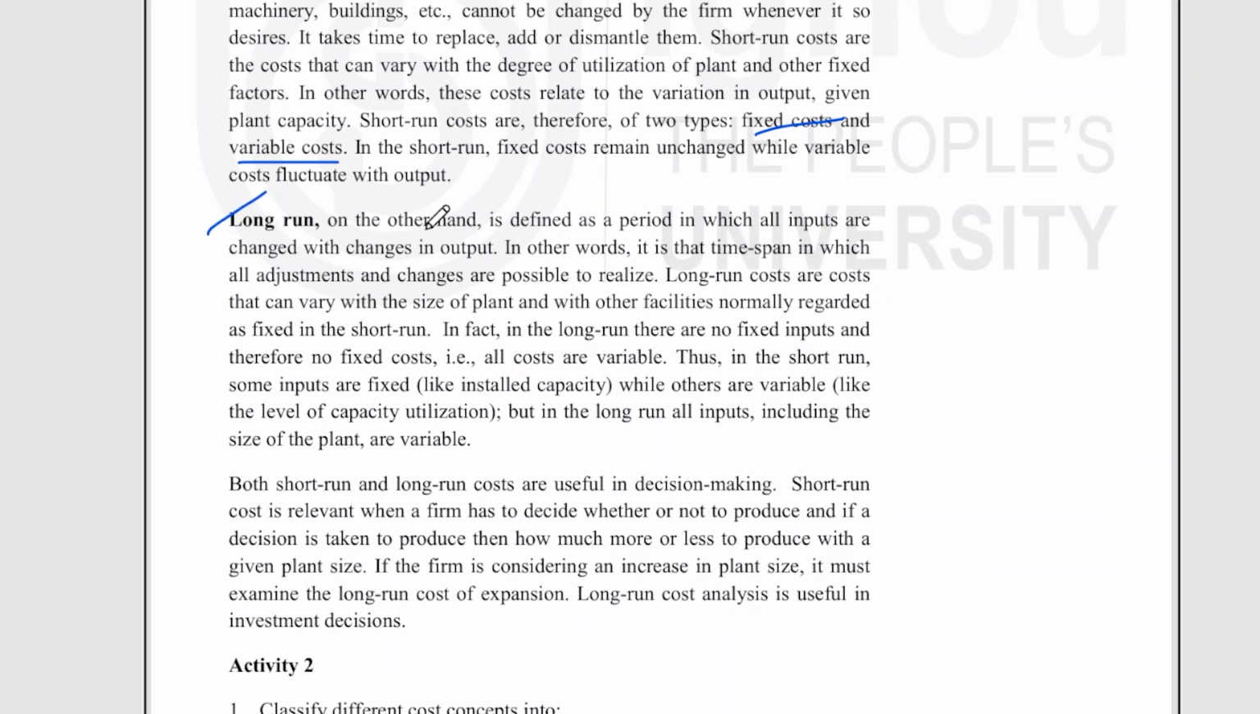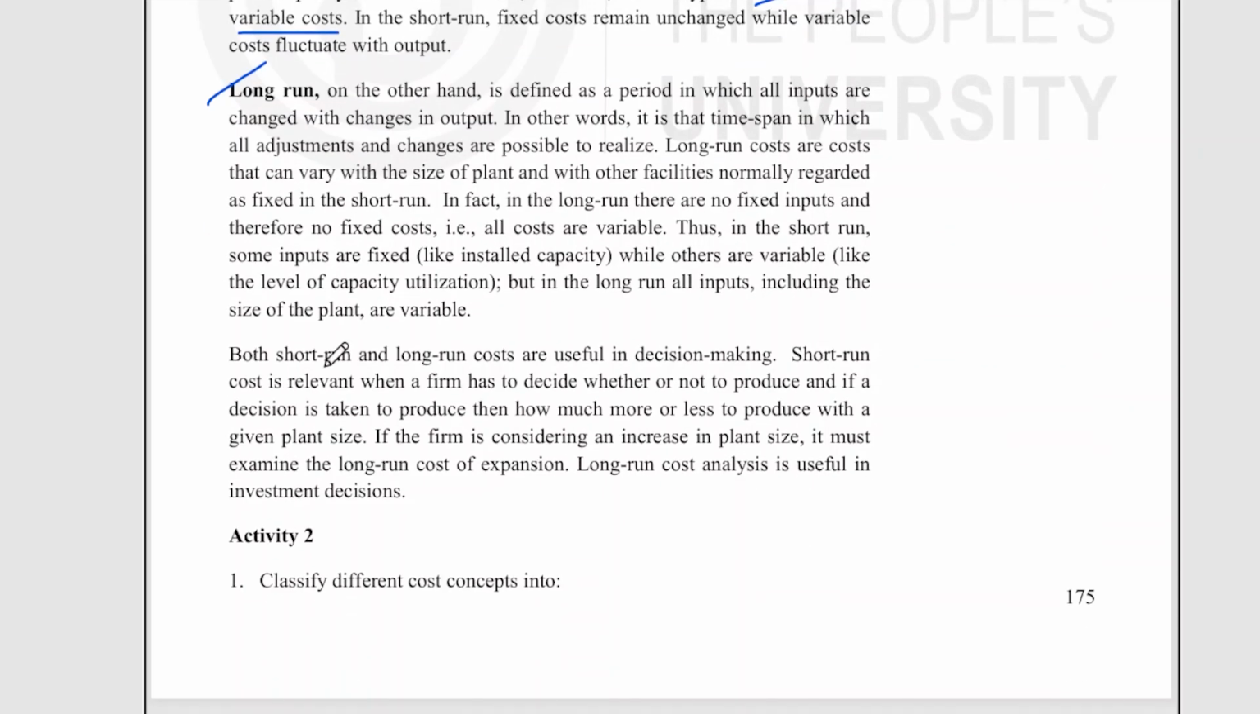Long run, on the other hand, is defined as the period in which all inputs are changed with the changes in output. In other words, it is that time span in which all adjustments and changes are possible to realize. Long run costs are costs that can vary with the size of plants and with the other facilities normally regarded as fixed in the short run. In fact, in the long run, there are no fixed inputs and therefore no fixed cost. All costs are variable. In the short run, some inputs are fixed while others are variable, but in the long run, all inputs including the size of the plant are variable.